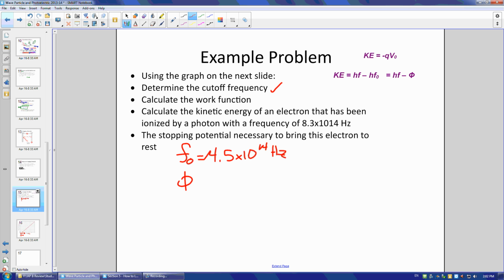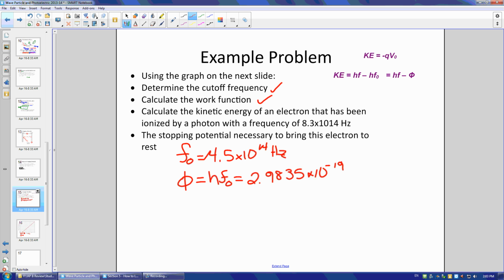Check. Work function, phi, is equal to h times f naught. So that's equal to 6.63 times 10 to the negative 34th times 4.5 times 10 to the 14th. And I get 2.9835 times 10 to the negative 19. All right, so I know my work function.